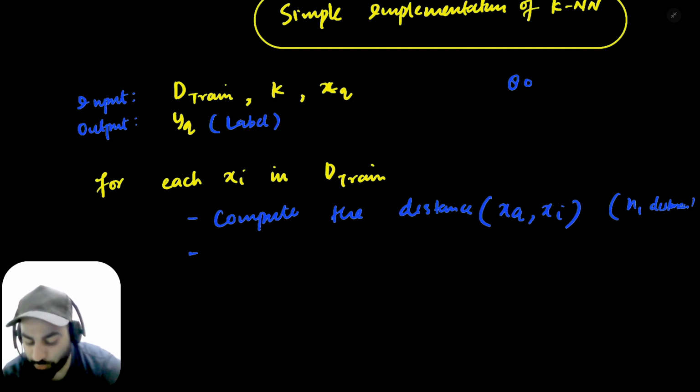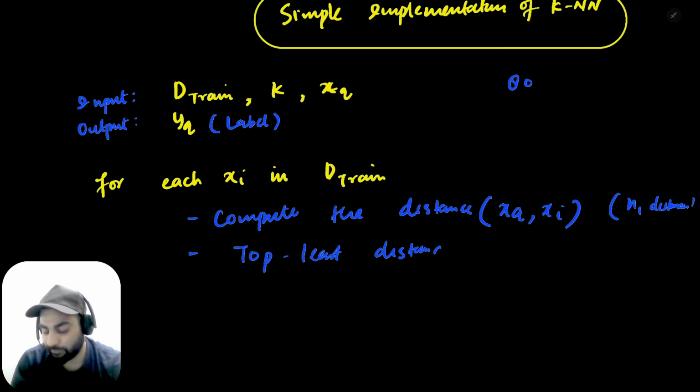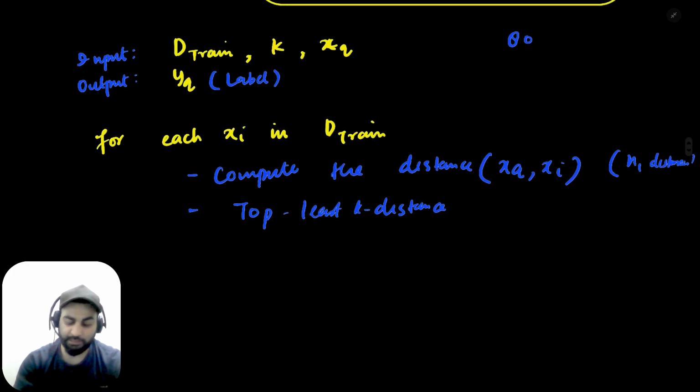Okay. So then the second step is that now keep the smallest k distances. Now you'll have to sort it in some way so that you get the top least k distances. Now you have n1 distances. Now you have to sort them in some way, and then you have to get the least k distances, because this is the k nearest neighbor algorithm.